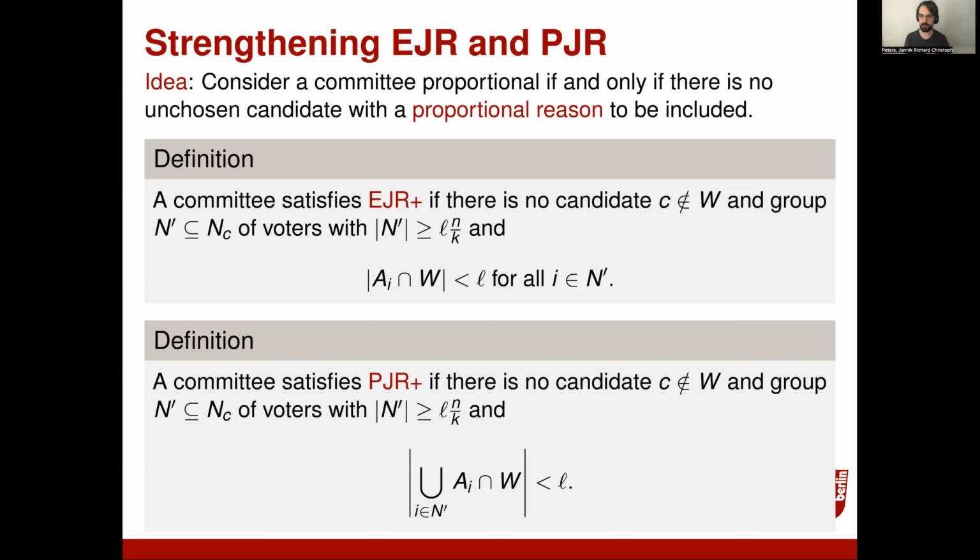This seems very unfair. And similarly, for PJR, we can define PJR+ similarly by removing cohesiveness and just saying we have a group of voters who all approve one candidate in common. They would deserve L, but out of the union of their approval sets, we just have less than L people selected. So we shift the burden from the voters to the candidates, and the candidates should witness proportionality or not proportionality.